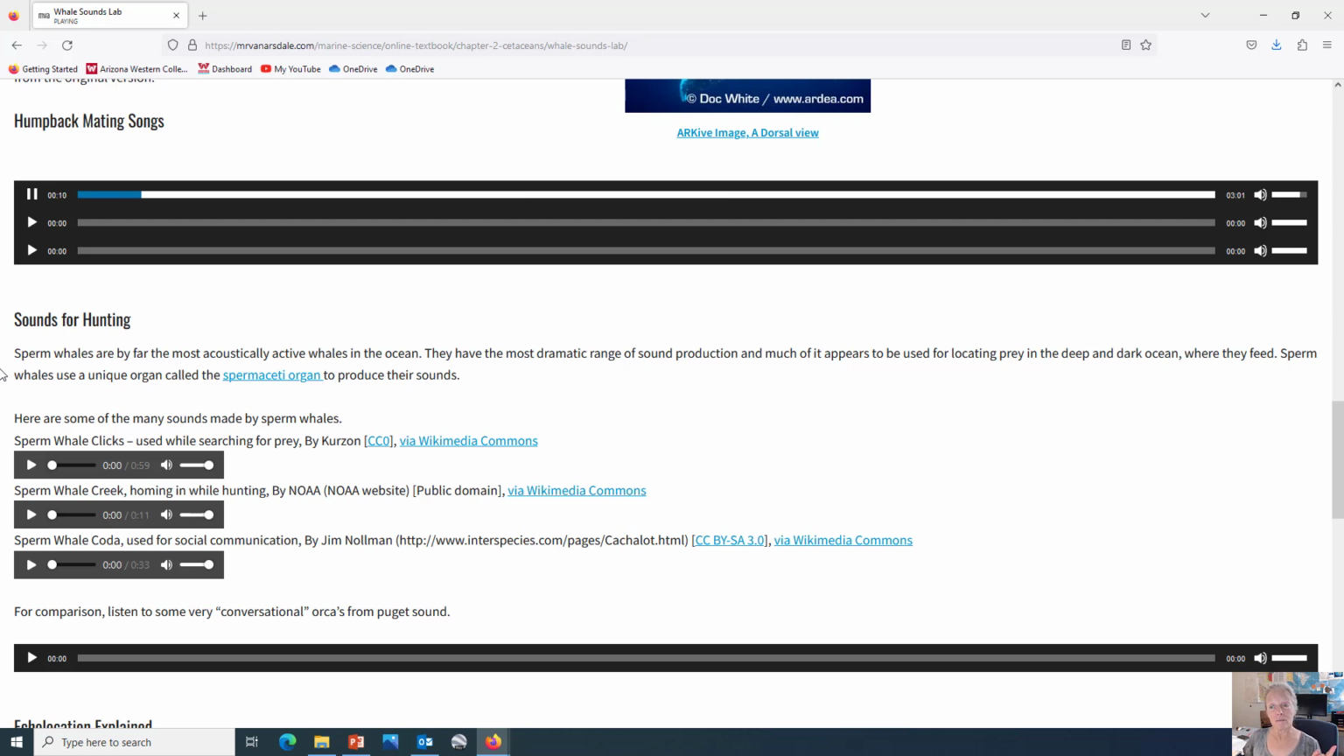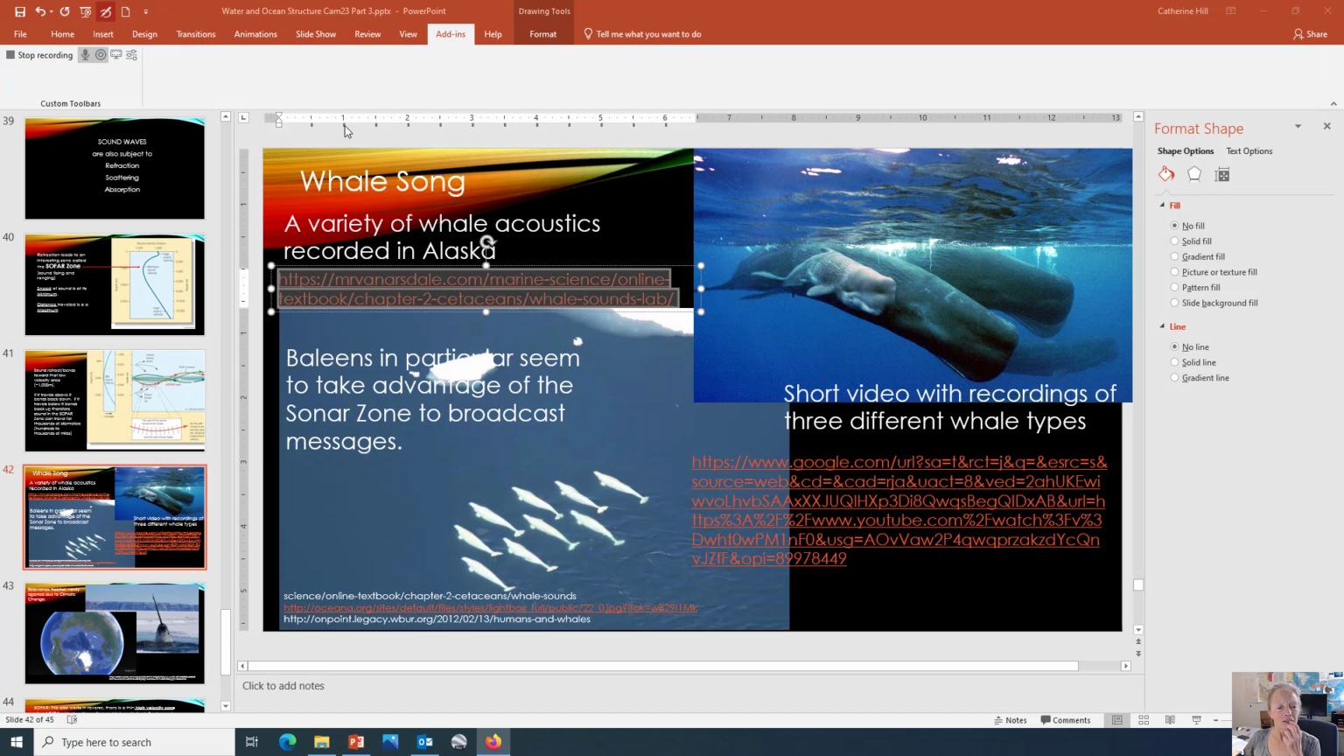I don't know if that's a male humpback or not. I assume it is. If you're a female humpback, that would sound really awesome to you. It actually sounds awesome even if you're a person, right?